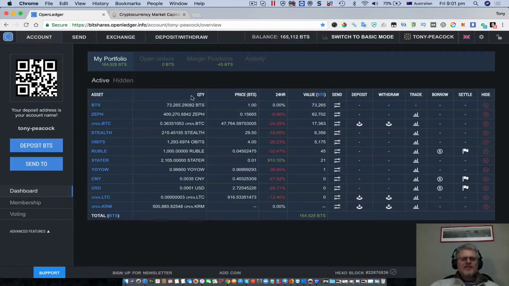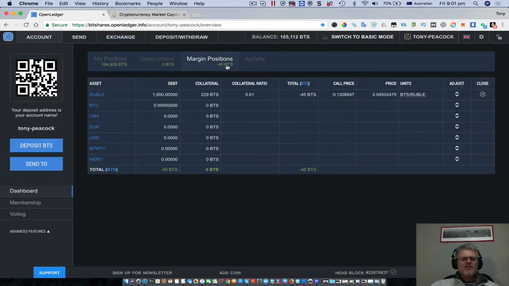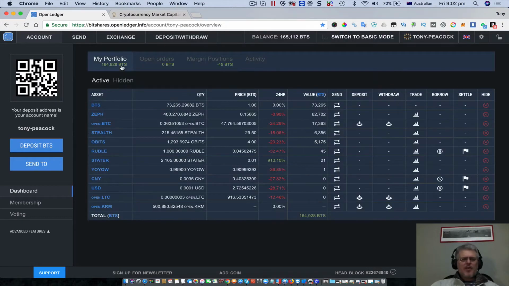Okay, and as you can see, I have a small margin position. I was just testing some ruble here. I've got 1,000 ruble, and that's collateralized with 229 Bitshares. Now if I go back to my portfolio, you can see I've got Bitshares and Zephyr and Bitcoin and Stealth and Obits and so on and so forth, right?